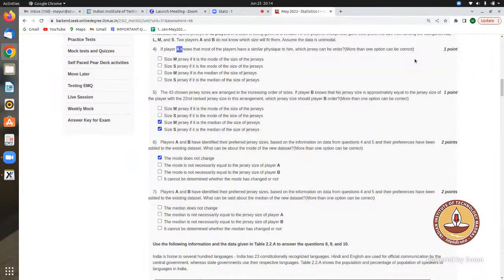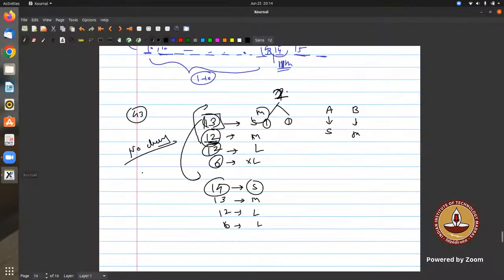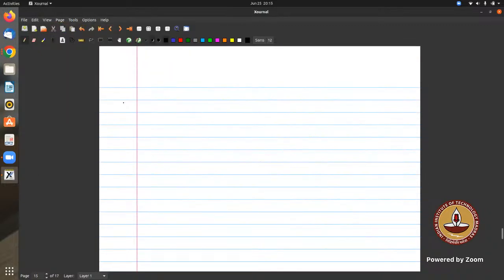Okay. So players A and B have identified their preferred jersey sizes based on the data. Okay, this is fine. Same thing. What can be said about the median? Okay. So let's say previously the median was which value? Not the middle value, sorry. The 22nd observation in the 43 data points, right?